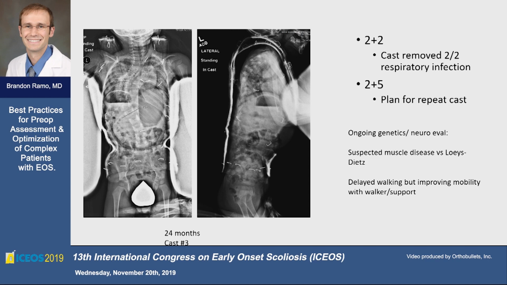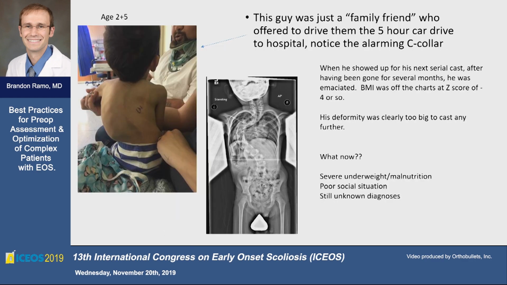The plan was to come back and have another cast applied at 2.5. Meanwhile, we've got genetics and neurology evaluating the child, and there's a suspected muscle disease, suspected genetic condition. And he's making some developmental milestones. He's starting to walk with the help of a walker or significant assistance. Then when he returns at 2 years 5 months, this is the clinical photo, and he's effectively emaciated. I remember the word that came to mind when I saw him before we were about to put this cast on was that he looks cachectic.